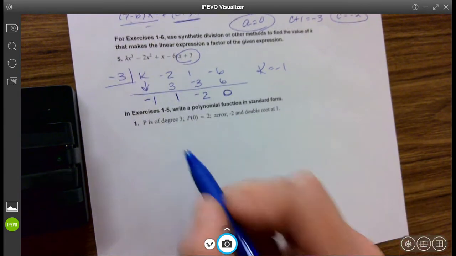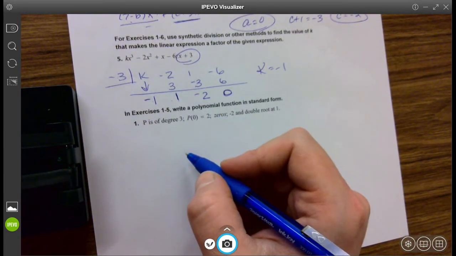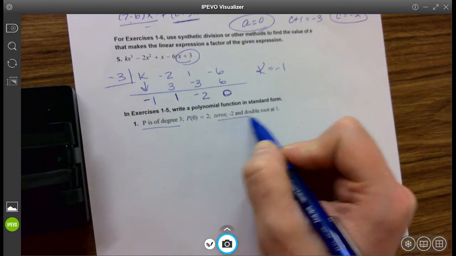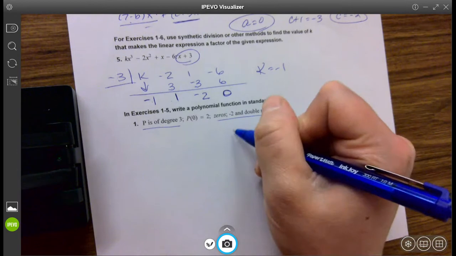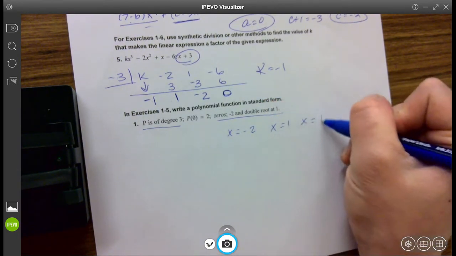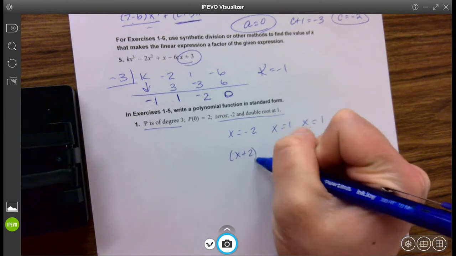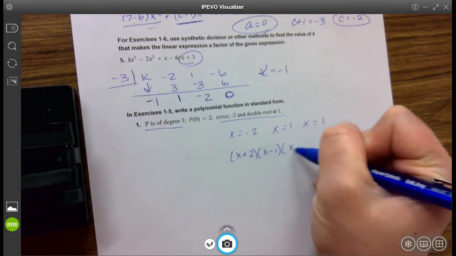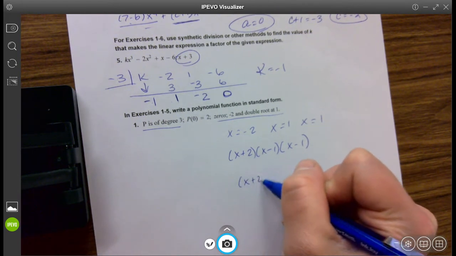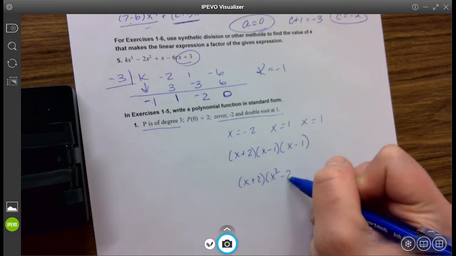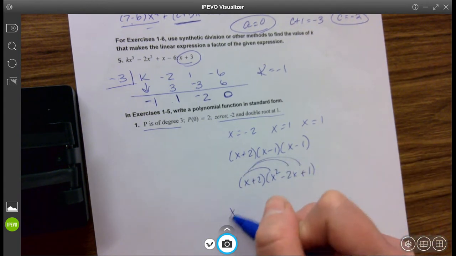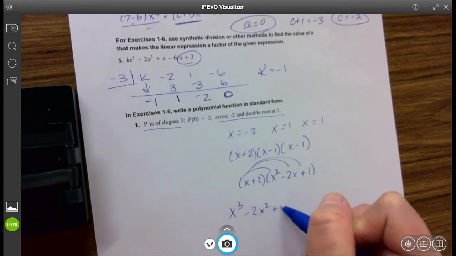All right. Here it says p is of degree 3. You have zeros at negative 2 and a double root at 1. Well, if your 0 is negative 2 and a double root, meaning it's twice, then your factors were x plus 2, x minus 1, and x minus 1. Okay, when I FOIL, I'll get x squared minus 2x plus 1. Then I need to distribute here and get x cubed minus 2x squared plus x.